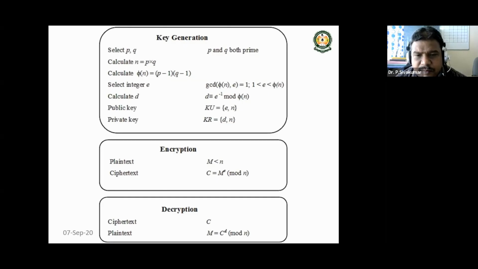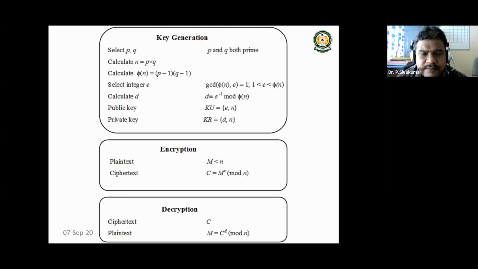That E value, that means first we can perform GCD of phi of n comma E. Already we can calculate the phi of n value. Now you can choose any one value E, that means the public key value. How to choose it? It must satisfy the following conditions.